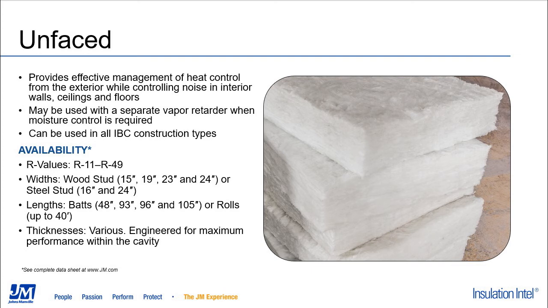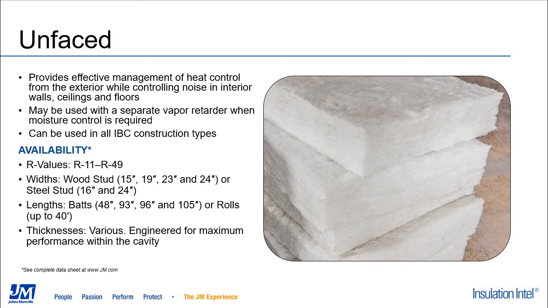So with that basic background info covered, we're now going to get into JM's product portfolio, starting with unfaced fiberglass batts. Fiberglass batts are widely used in the insulation industry due to its ability to effectively and economically manage heat flow. It also provides great sound control. And what's not mentioned specifically in this slide is its fire resistance. Fiberglass is a non-combustible insulation, making it a great insulation product for fire resistance.